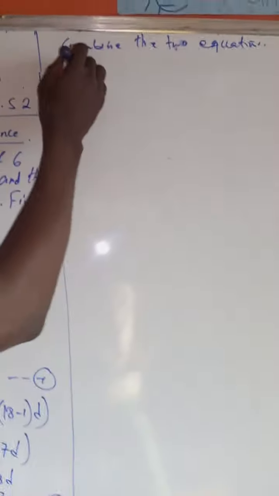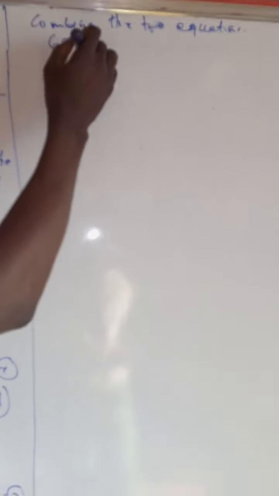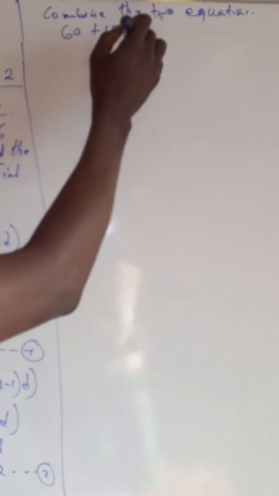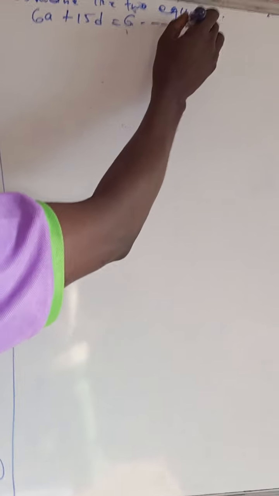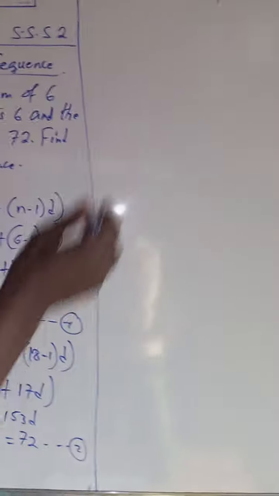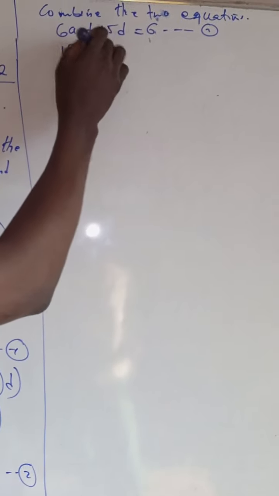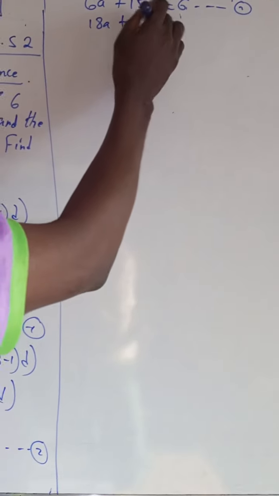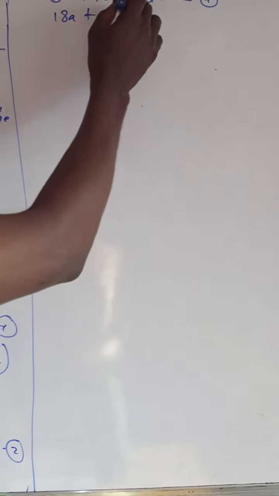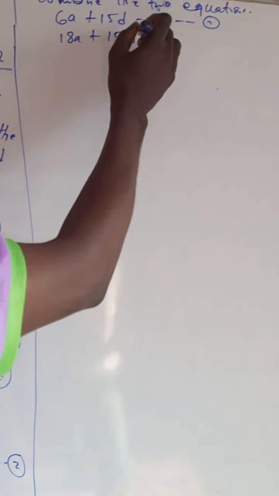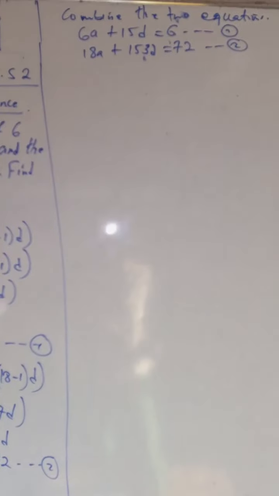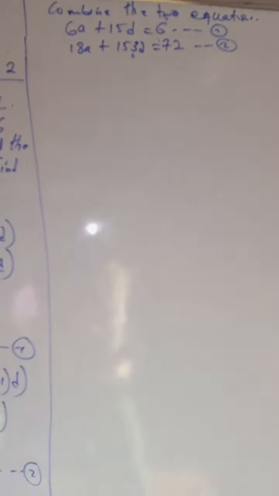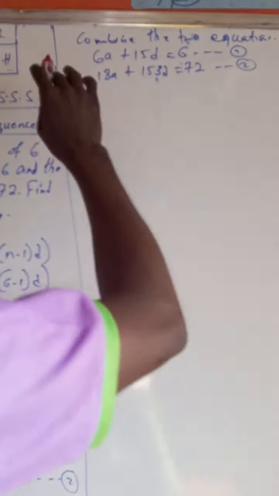The first equation says 6a plus 15d is equal to 6. That's equation 1. The second equation says 18a plus 153d is equal to 72, equation 2. Now, if you look at the equations, there are two unknowns. So I'll first look at equation 1.